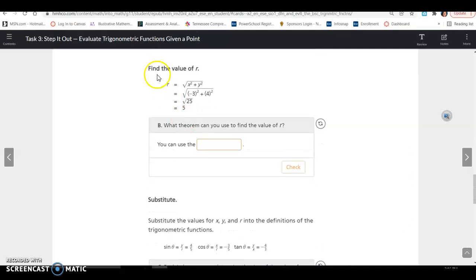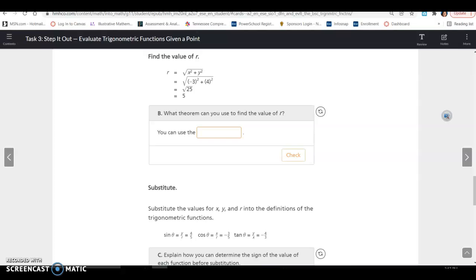Find the value of r. All right, I kind of spoiled this. I told you it was a 3, 4, 5 triangle. You can use the Pythagorean Theorem in order to find that. So if you look here, you know that a squared plus b squared equals c squared. Well, in this case, we use x squared plus y squared equals r squared, just to fit the variables that we're using for the triangle. But it's still the same thing: a squared plus b squared equals c squared. And to find c, you take the square root of both sides. So in this case, they took the square root of both sides. All right, so the value of r is 5.